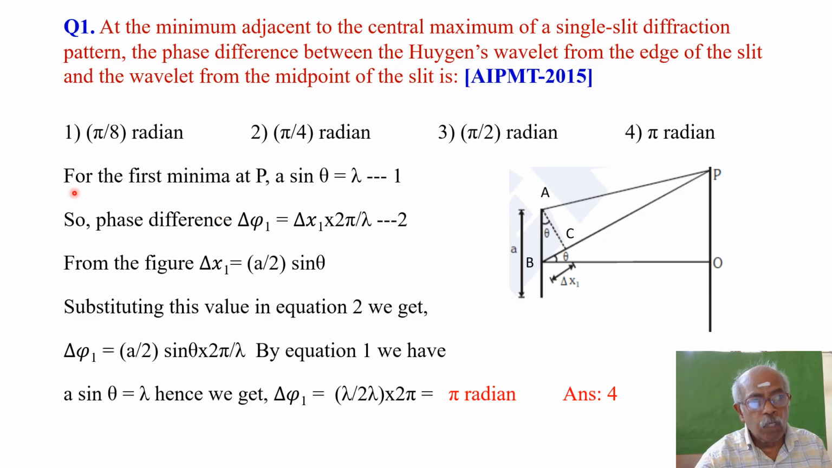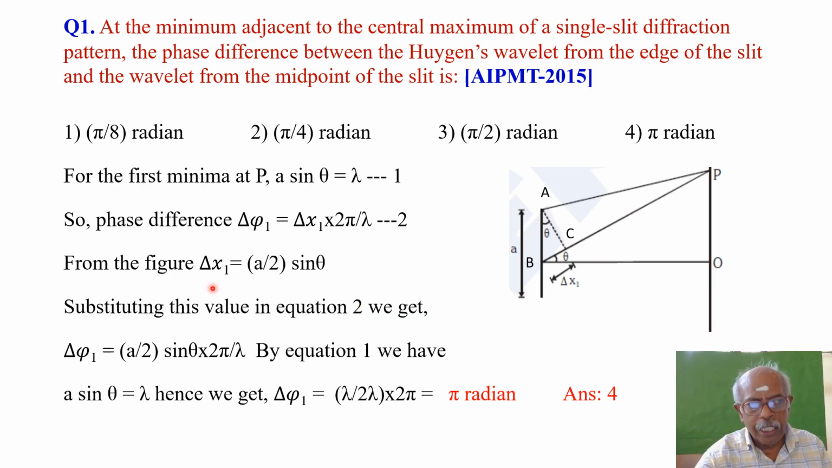So before that, for the first minimum at P, a sin theta is equal to lambda. This is the equation for the first minimum. A sin theta is equal to lambda. Now you are asked to find the value of delta phi 1. Now from the figure, this delta x1, that is the path difference. What is this? BC. BC is equal to delta x1. This is equal to a by 2 sin theta.